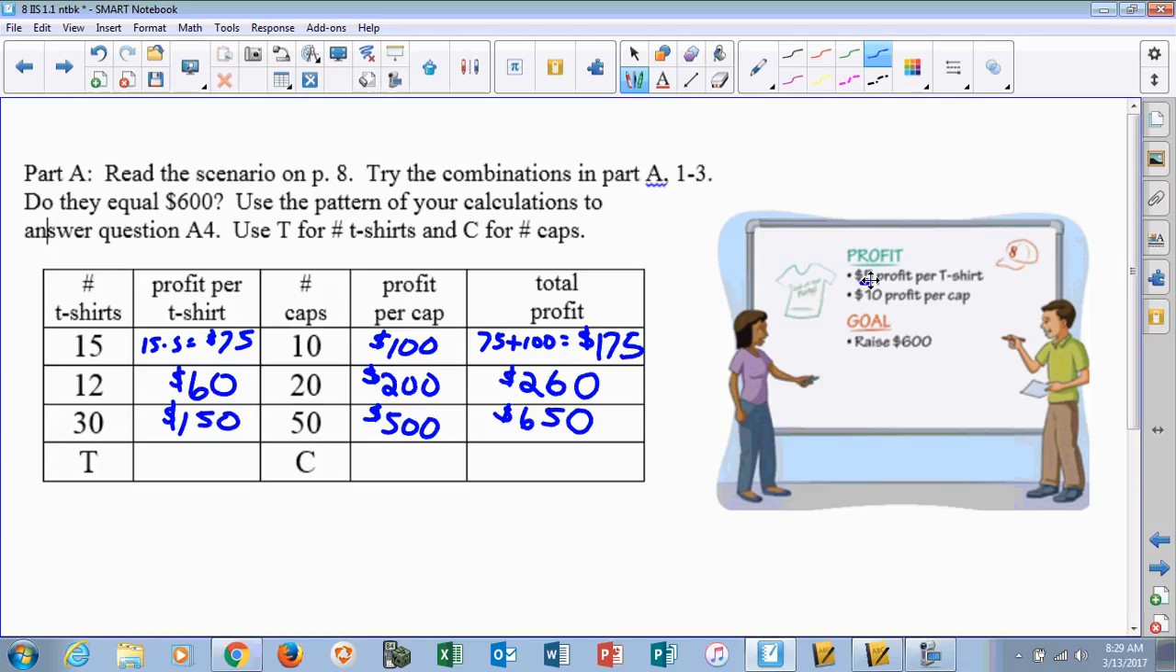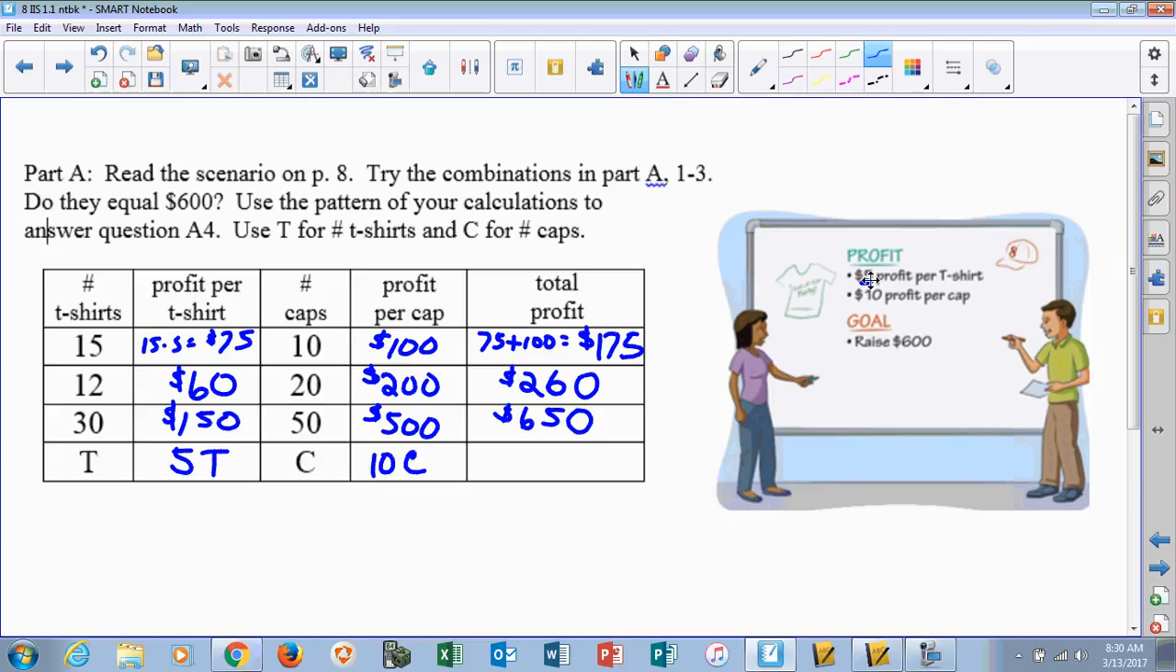So the bottom row, when they give you the variables, now we're trying to come up with an expression, right? So what would be in the box, profit per T-shirt, if we sold T-shirts? What number would have to be in front of the T? Right, T-shirts are $5 per profit, right? So 5T. Always put the number first. Which means then the cap would be what? 10C.